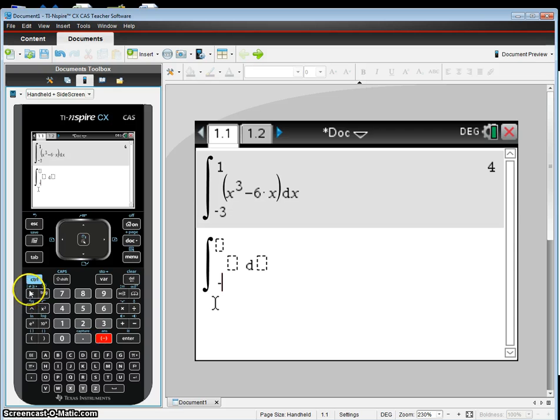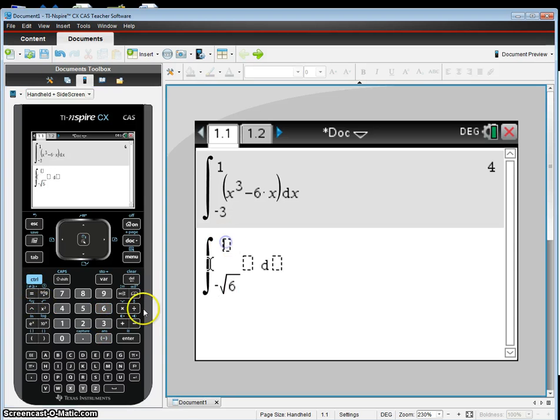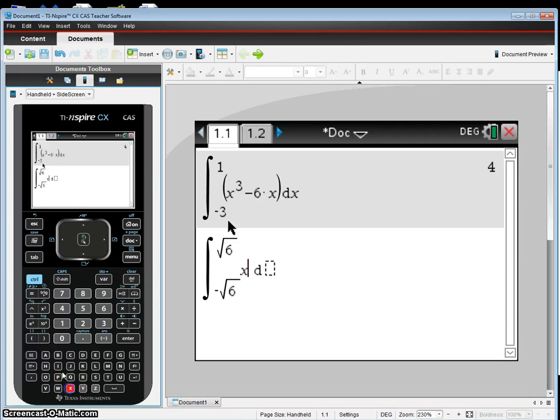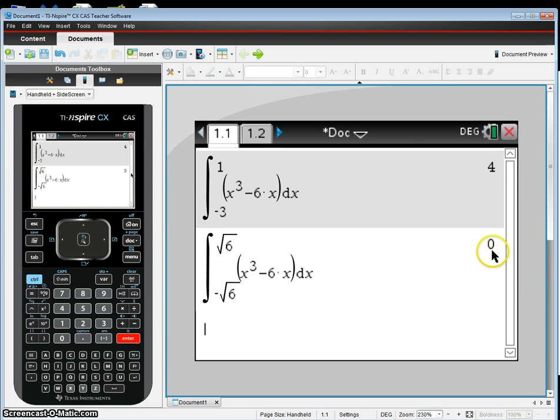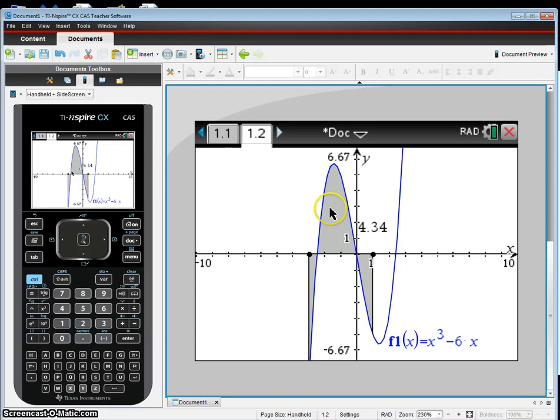So let's say I wanted the negative square root of 6 to positive square root of 6, and my function was the same as before, x cubed minus 6x dx. I get 0. Wonder how that happened. Well, I have a positive area here above the x-axis, and a negative area down here below the x-axis, and signed area below the axis is negative. If I add them together, I get 0.